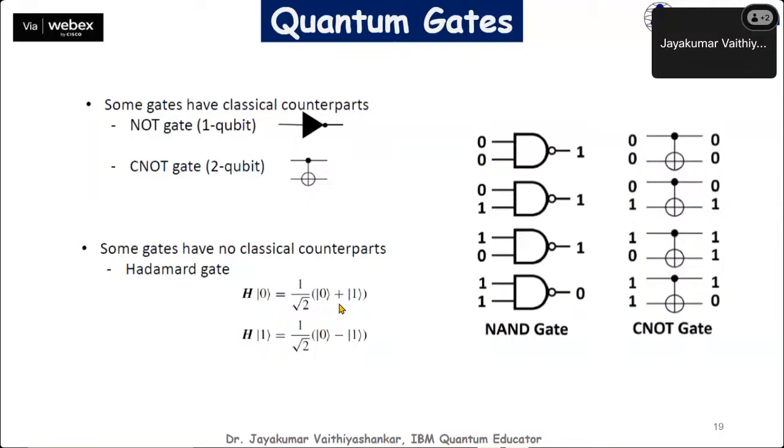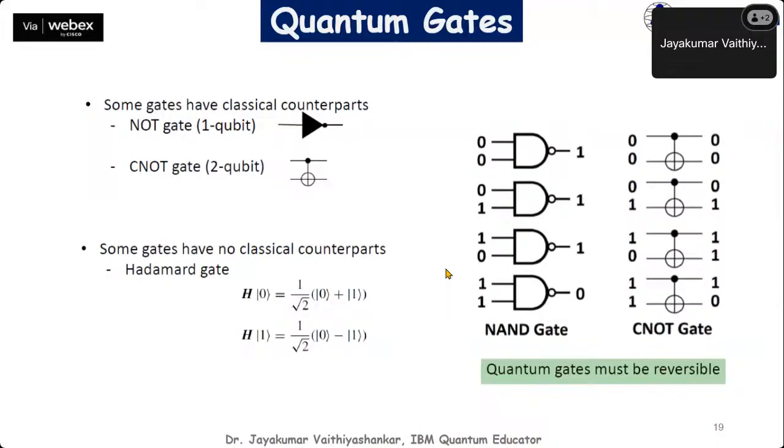Yes, reversible. Exactly. So in quantum, you need to always maintain how many inputs you are getting, the same number of outputs you need to create. Here you have two inputs but only one output. Here you have two inputs and two outputs. The same ratio of pins you have on the input side, you need to maintain on the output side also. That is why all quantum gates must be reversible.